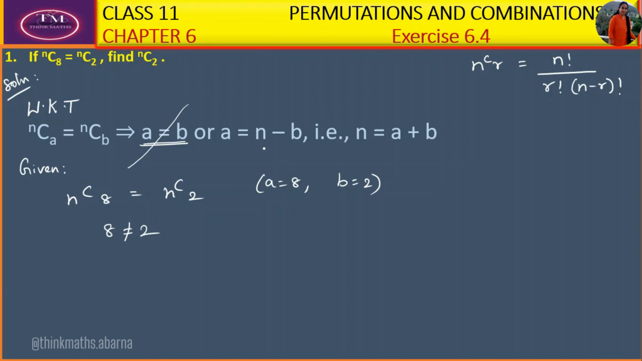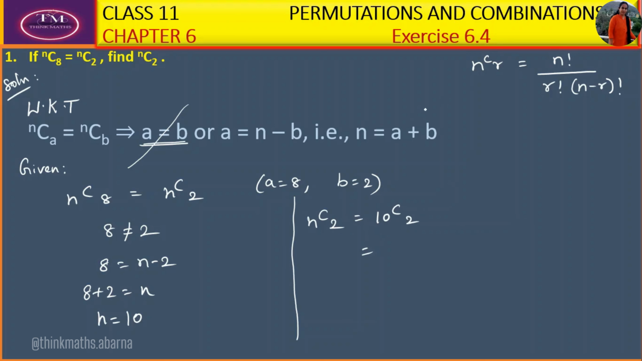So the other must hold: a equal to n minus b. So 8 is equal to n minus 2. This minus 2 when it comes here becomes plus 2. So n will be equal to 8 plus 2, it is 10. So we got the value of n. Now we have to find the value of nC2.